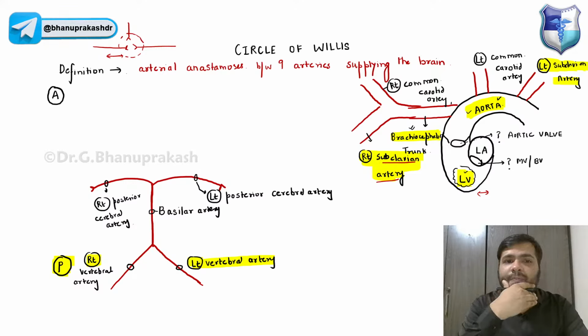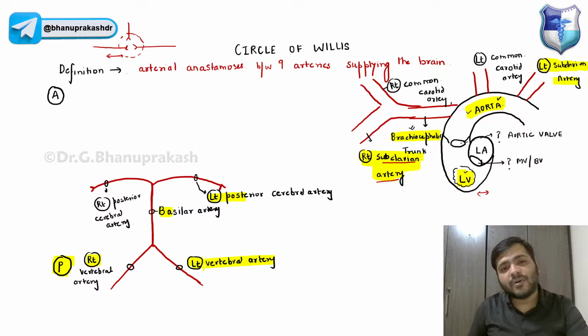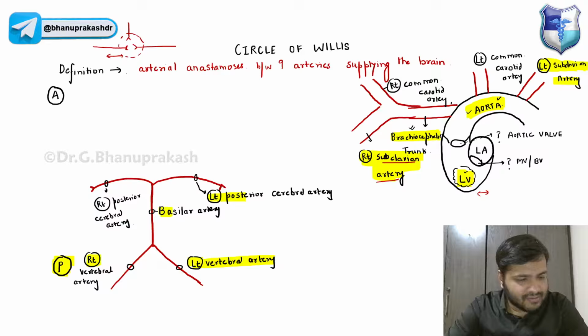right? So if I ask you, the left posterior cerebral artery is a branch of the basilar artery. The basilar artery is formed by the right and the left vertebral artery, right? And similarly, if we talk about the left one, it comes from the left subclavian, aorta, left ventricle. This is how it goes, guys. I hope this is clear to each and everyone.